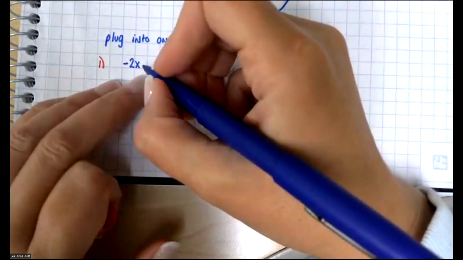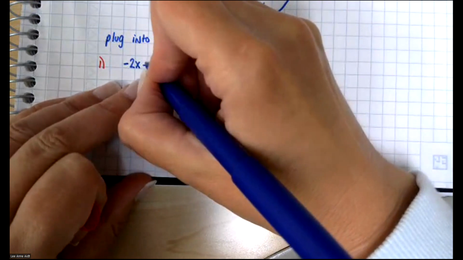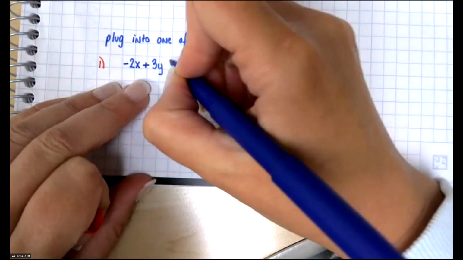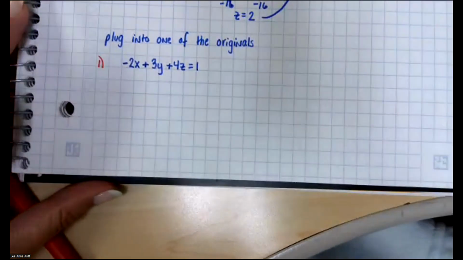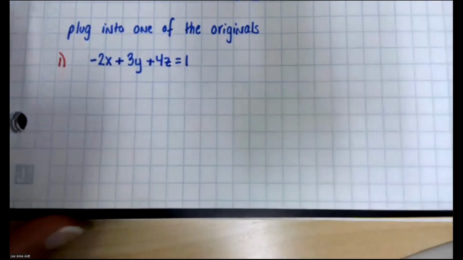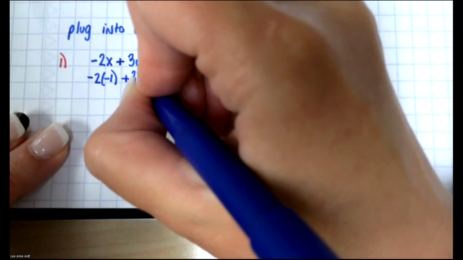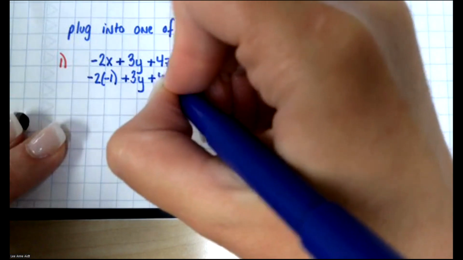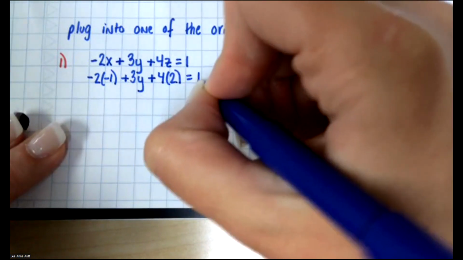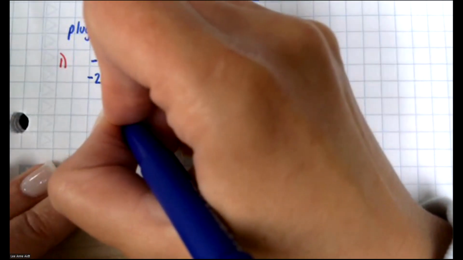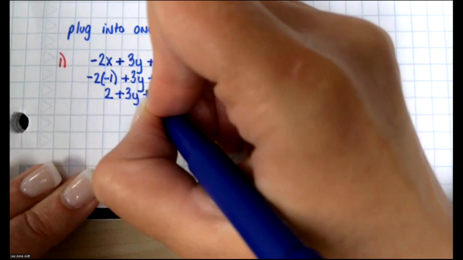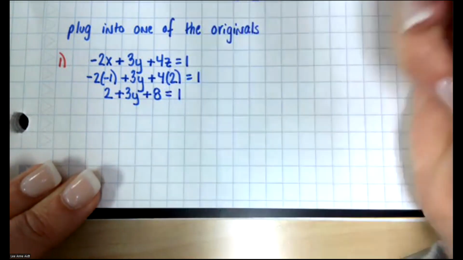Okay, so I'm going to write the problem down. Negative 2x plus 3y plus 4z equals 1. Okay, negative 2x is negative 2 times negative 1, which is 2, plus 3y plus 4 times 2 equals 1. 2 plus 3y plus 8 equals 1.